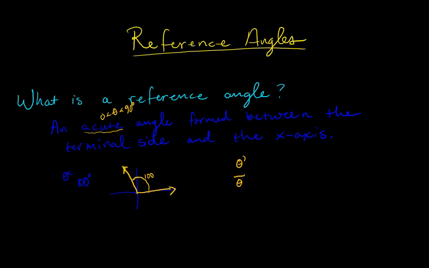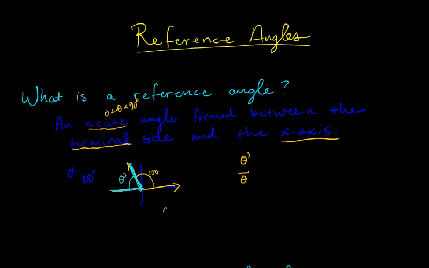So it's a smaller angle, it's an acute angle, and it's formed between the terminal side and the x-axis. So let's locate the terminal side. That would be this right here. This is the terminal side, and the x-axis is going to be right there. Hopefully you can see that. The x-axis would be this. So we're actually just looking for this angle right here. That's theta prime. If you do some quick math, two angles that add up to 180, one of them being 100, the other one would have to be 80. So in this case, theta prime would equal 80 degrees.